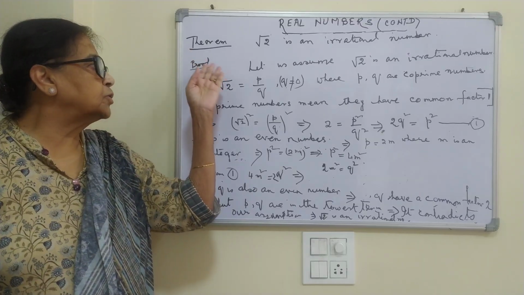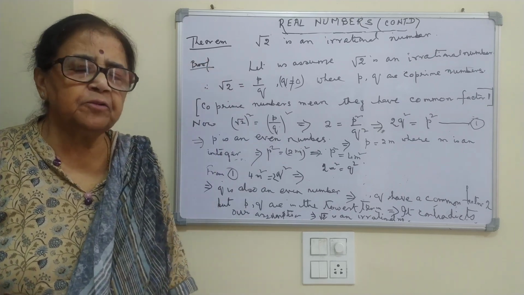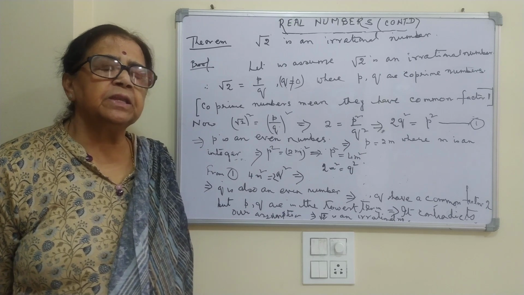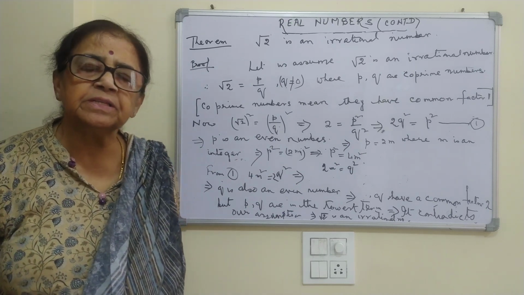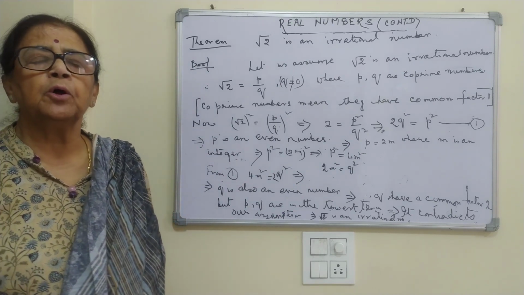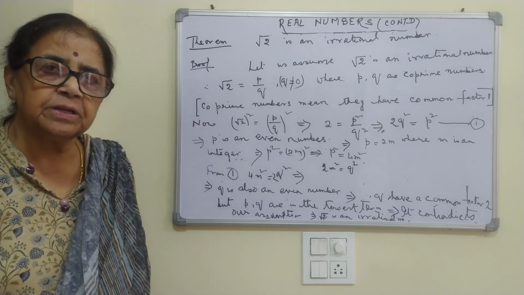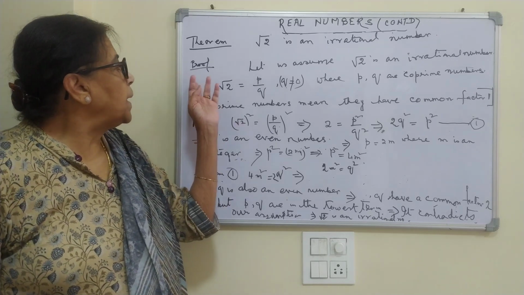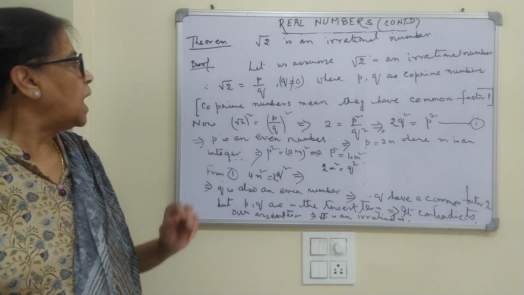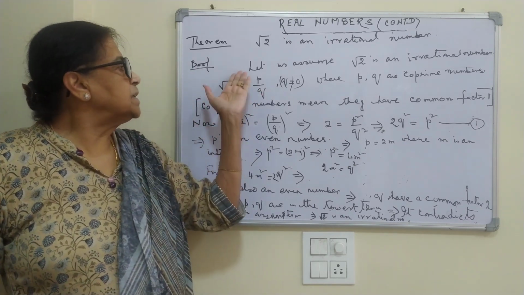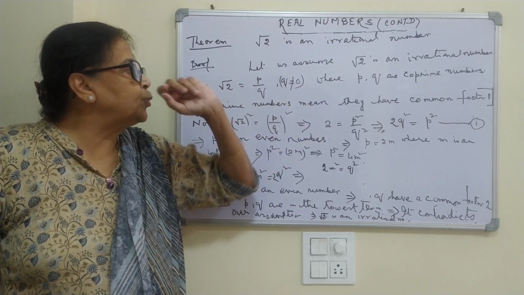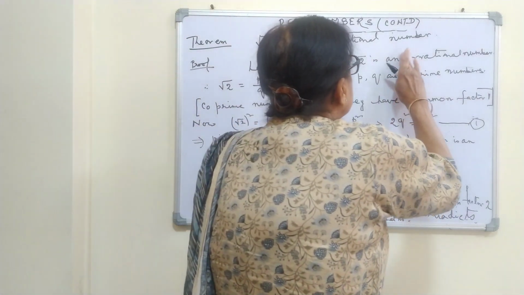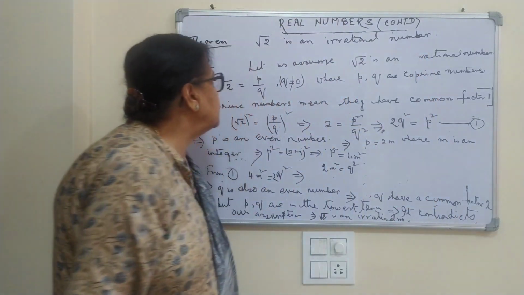I do another theorem, that is root 2 is an irrational number. Irrational number means neither is it a natural number, nor a whole number, nor an integer, nor a fraction. But now by contradiction, I will be doing that. Let us assume that root 2 is a rational number.